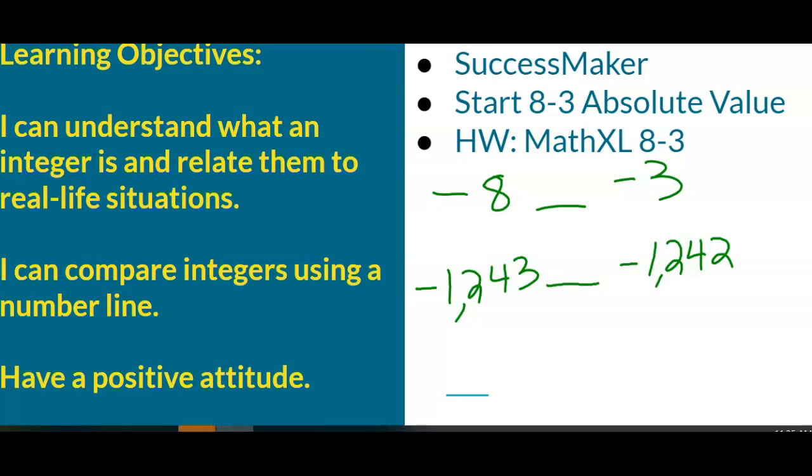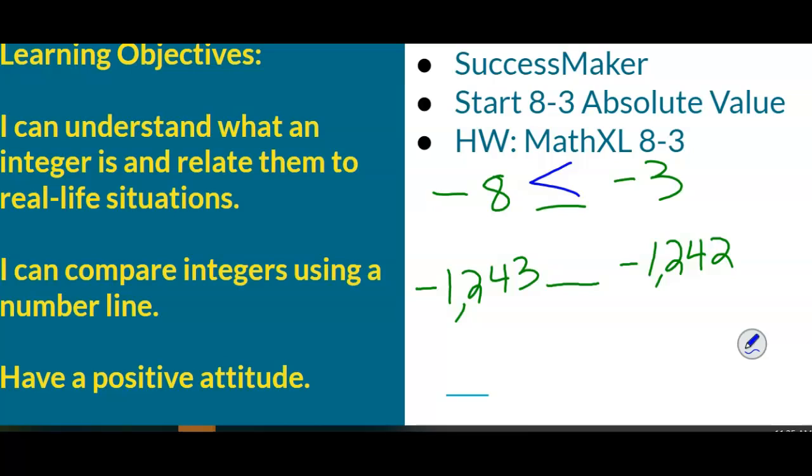Right. We have -8 and -3. What symbol is going to go in here? Will. Less than symbol. Like this. So is -8 less than -3? Yes, that is a true statement. Why is that true? Colin. Because -3 is farther right on the number line. Perfect. -3 is farther right on the number line. The farther right you are, the larger the number.